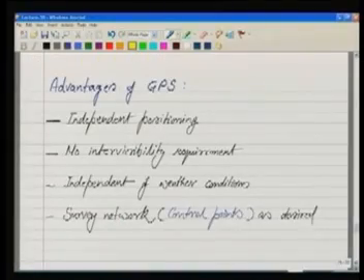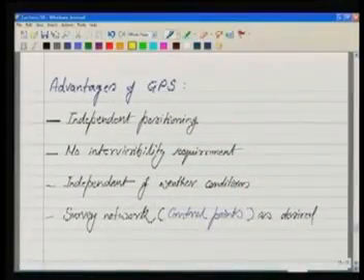Okay, having discussed all this, now we will compare GPS with the traditional techniques of mapping, or traditional techniques of location determination. We have understood about surveying in our previous video lectures. We know also a bit about the GPS now. Now, what are the advantages of the GPS?